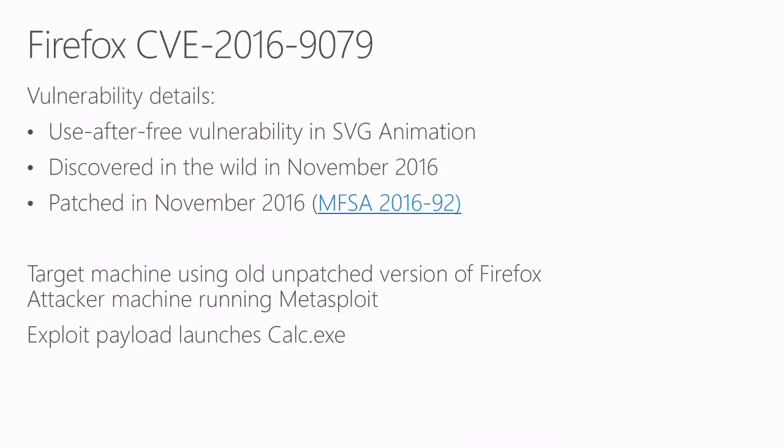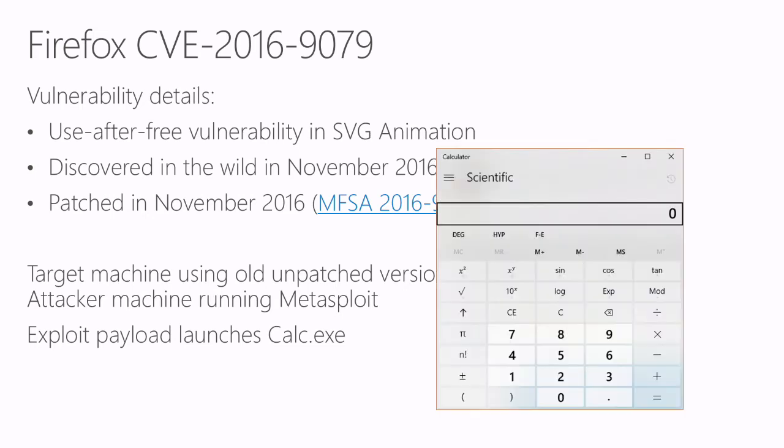So the vulnerability that I'm going to be demoing is the CVE, which was a use after free in the Firefox SVG animation code. As I said, it was discovered in the wild and then patched within a month by Mozilla. The targeted machine is going to be using an old version, and I'm going to be running Metasploit's existing exploit library to target the vulnerable machine. And just to have something visible that you can see when the exploit succeeds, I'm going to be launching calc.exe, so that familiar attacker payday of having the calc pop is going to be the payday.